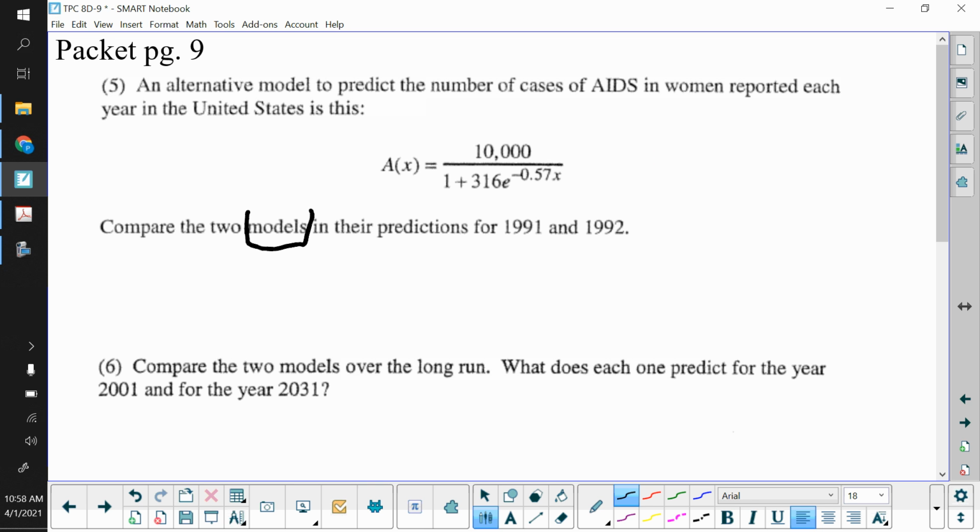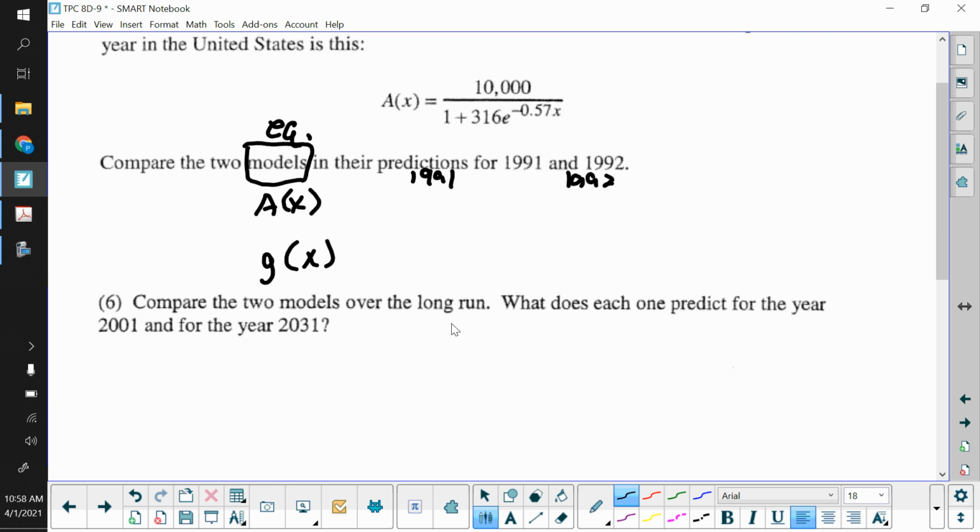Remember, models means equation. So in this question 5, for a of x, you should be doing it at 1991 and 1992. And then also you will do it for g of x, which is the one on the front. So you'll sub in the appropriate x value for each of those to see how many cases the model predicts.